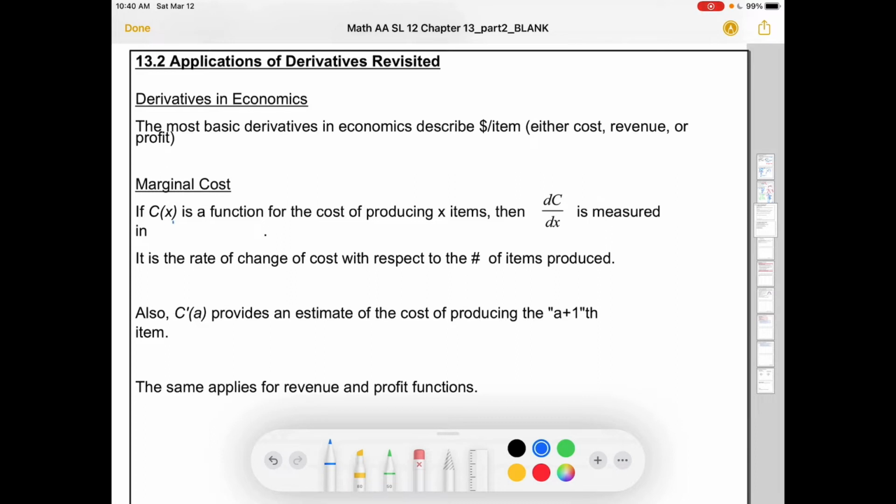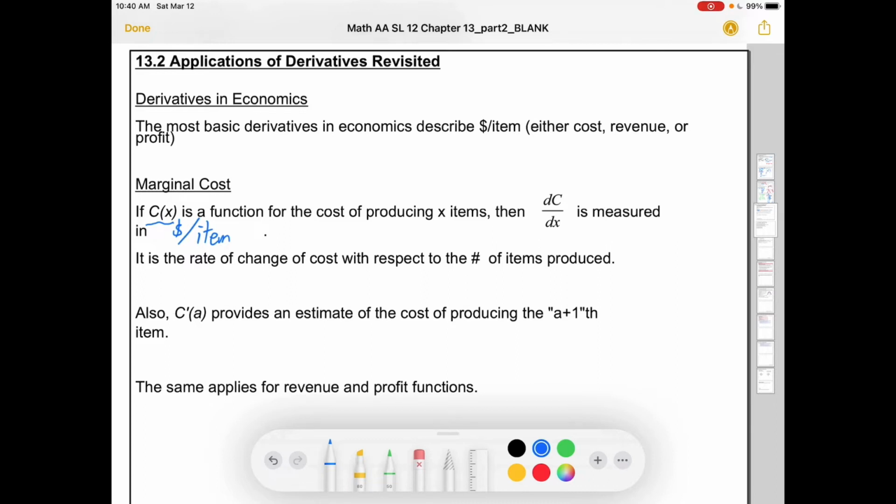If C of x is a function for the cost of producing x items, then dC/dx is measured in, let's assume we're talking about dollars here, though I realize that's wildly culturally specific, so whatever monetary value you want to choose, over items. It's dollars per item, or euros per item, or rubles per item, or whatever. It's the rate of change of cost with respect to the number of items produced.